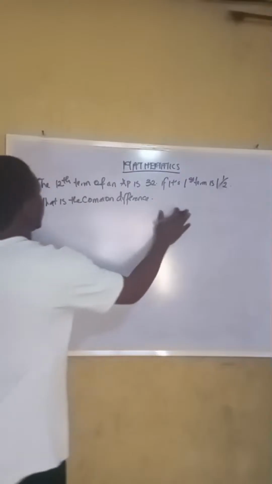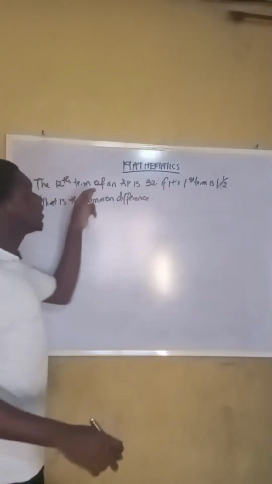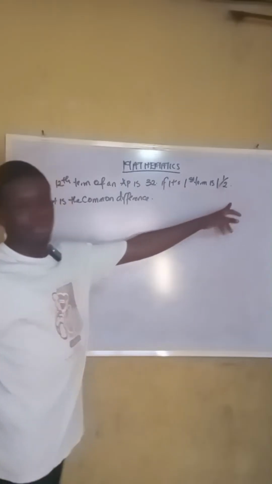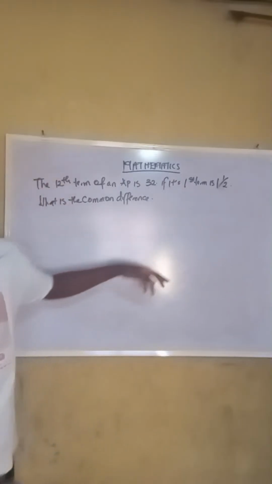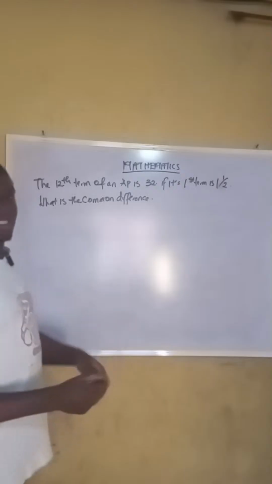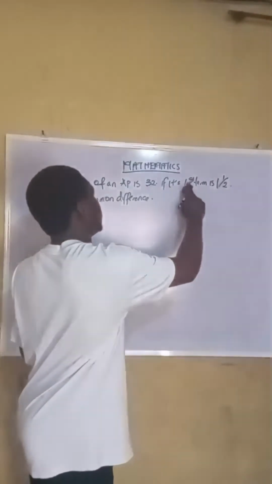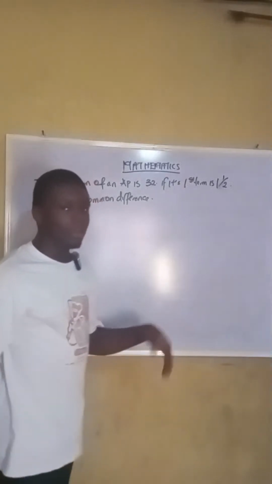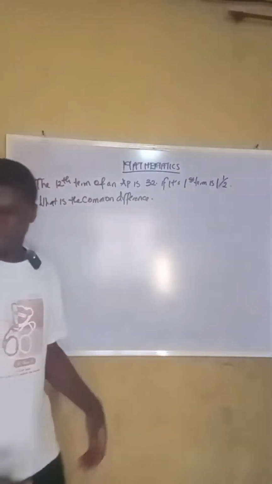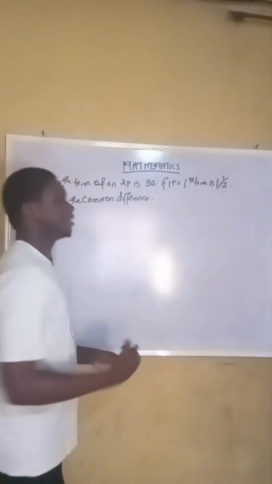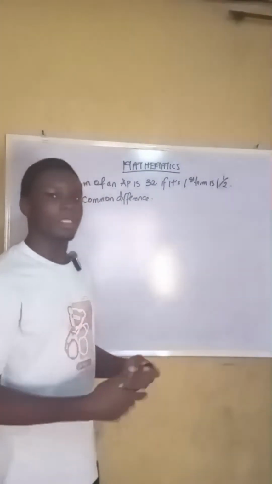So, let's begin. We have the 12th term of an AP is 32. If its first term is one whole number, 1 over 2, what is its common difference? What is the common difference? How do you solve such a problem? So if I call you now, if I ask you to solve this problem, how will you do it? How will you go about it at all?